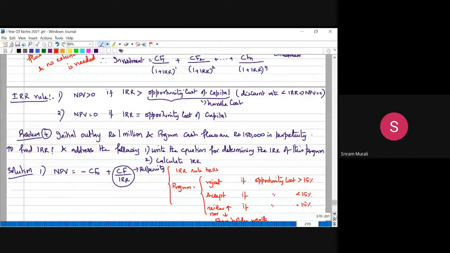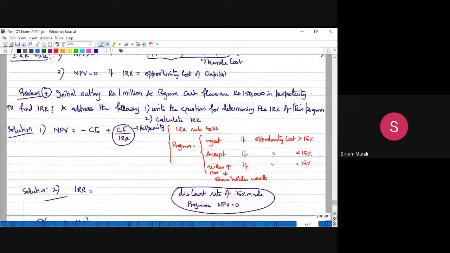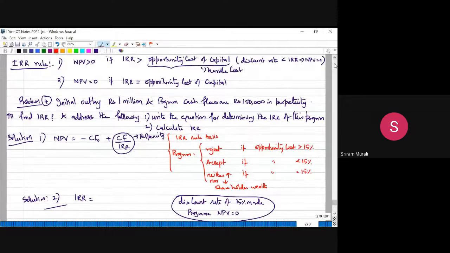The first problem is this. The initial investment is 1 million. Program cash flow is 1,50,000 in perpetuity. So, what is IRR?